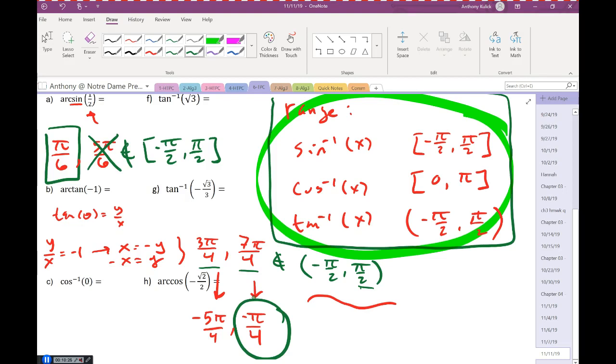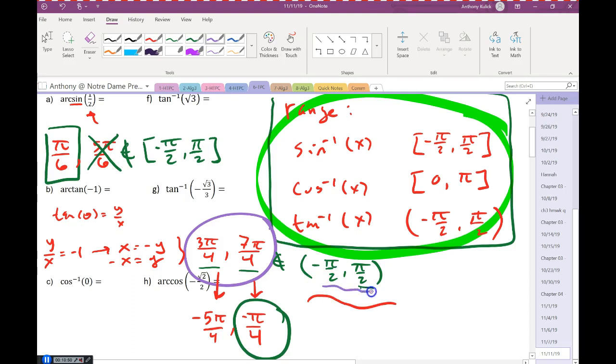So we're not at negative 1. Y over x is negative 1. So the 2 locations where that happens is here. Neither one of those fit inside of the range for tangent.